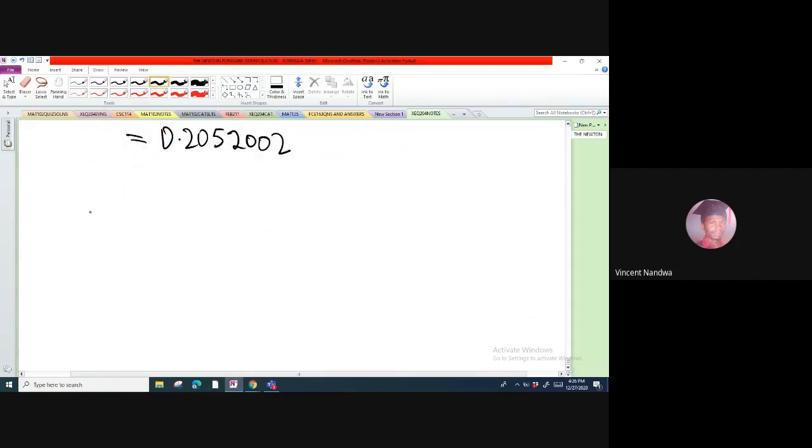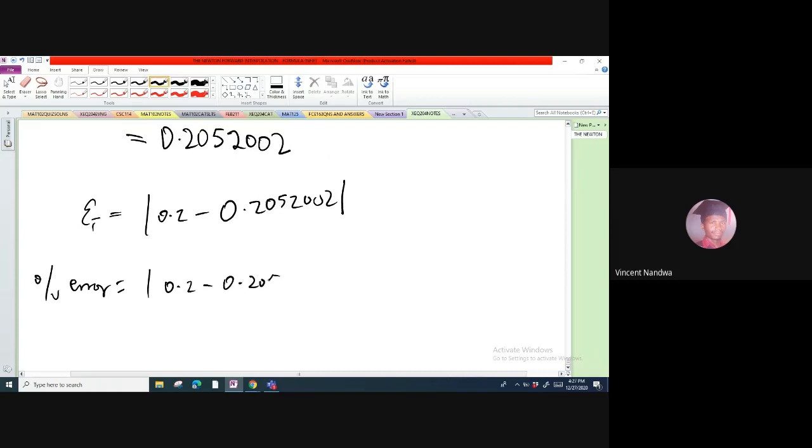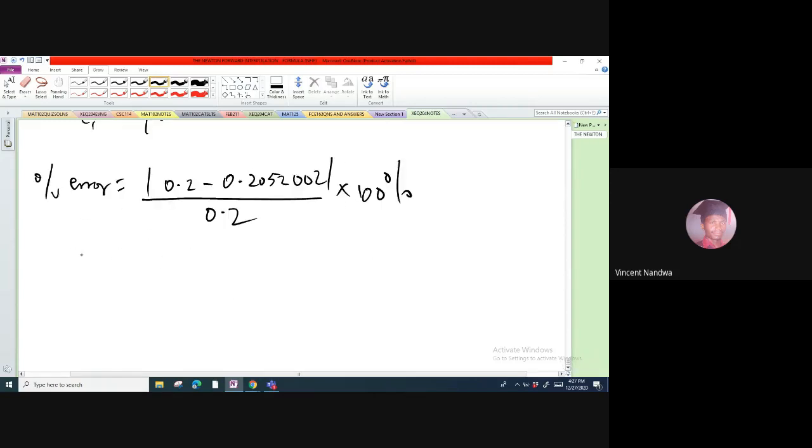Now you also get the error. The true value is 0.2 minus this value. And then the percentage error would be this error over the true value times 100%. And the value we get will be 2.6 roughly.